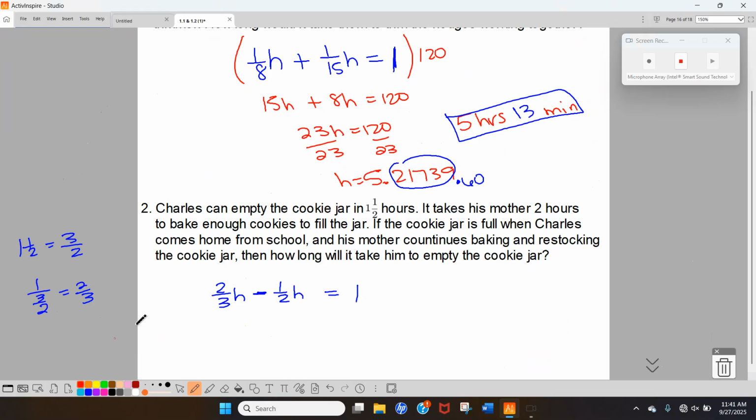All right, so then our common denominator here would be 6. So then 2/3 of 6, we get 4. Half of 6 is 3. So we get 1. Oh, this is a 6 because 1 times 6 is 6. I was trying to figure out, I knew 1 wasn't the right answer. What did I miss? Don't forget that 6 times 1 has to happen. So then you get H is equal to 6. So it takes 6 hours for him to empty the jar.